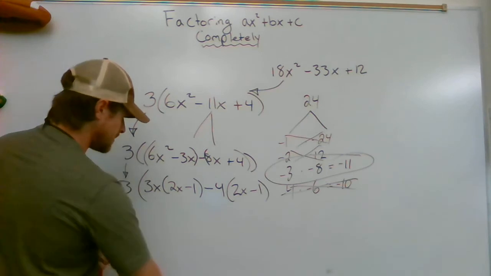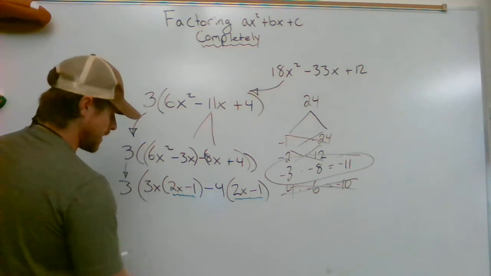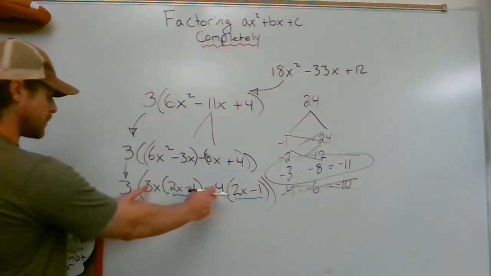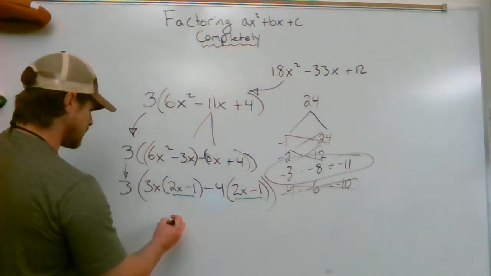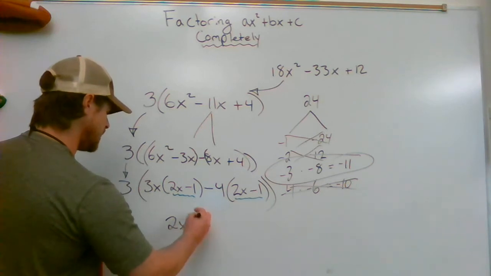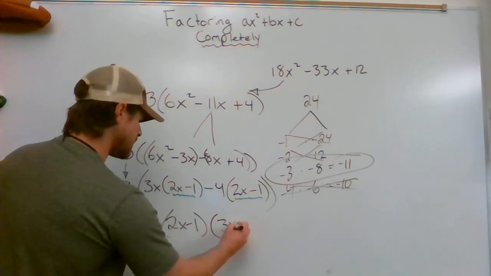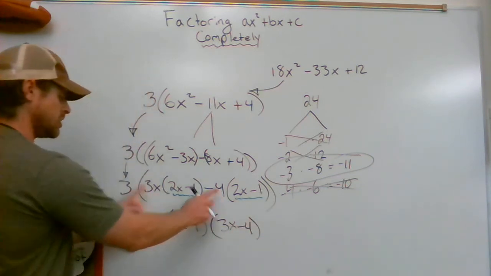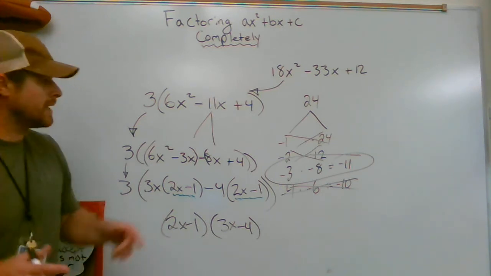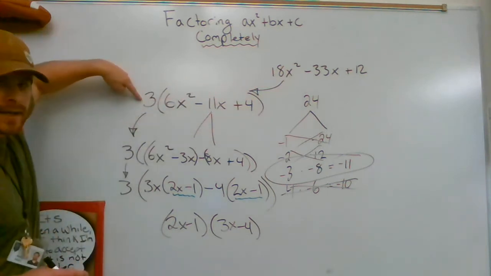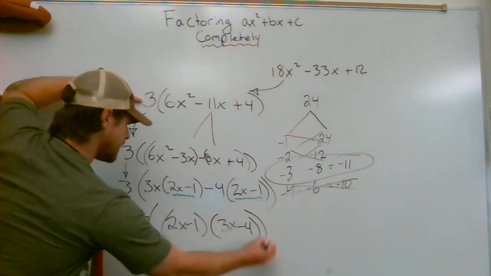I have my twins here and here. That is a great sign. Things are good. I'm going to bring 3x and negative 4 down as one of my binomials. My other binomial is going to be my twins. So I'm going to write 2x minus 1 times 3x minus 4. Remember, that comes from my GCFs, greatest common factors. The only difference to this problem was, what did we do at the very beginning? Remember when we pulled 3 out as the GCF at the start? That's going to be multiplied by everything.